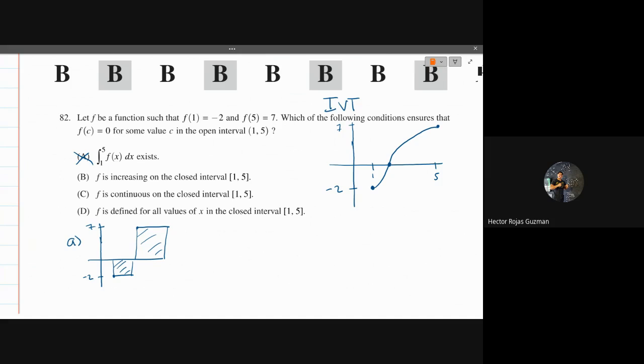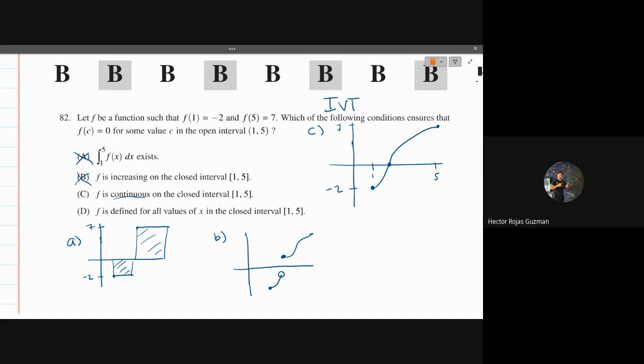F is increasing on the closed interval. Well, here's my counterexample. If I start at -2 and I'm increasing, but then all of a sudden I hit an open circle, and then there's a circle up here, and then it continues to increase, then you can see that it's not true. I don't go through 0. F is continuous. Ah, that's a big word, continuous. That looks like the drawing that I already made over here.